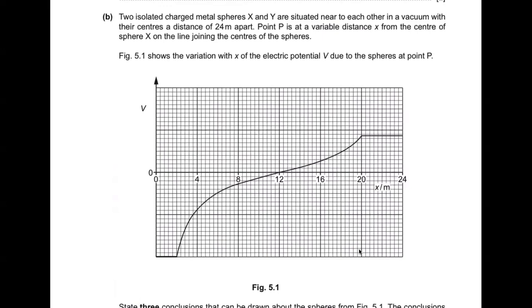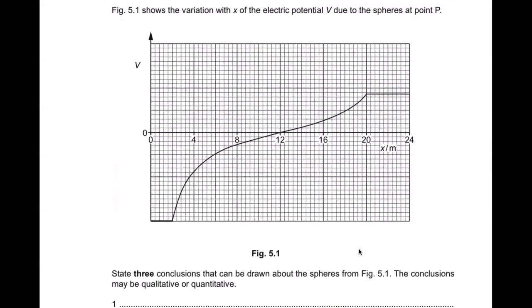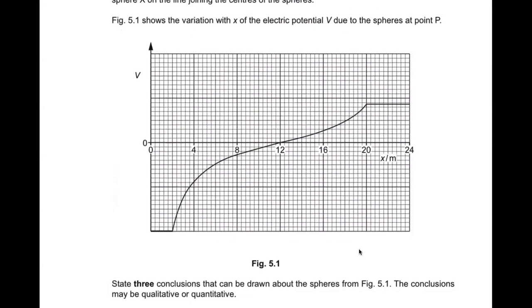Two isolated charged metal spheres X and Y are situated near to each other in a vacuum with their centers a distance of 24 meters apart. Point P is at a variable distance from the center of sphere X on the line joining the centers of the spheres. 5.1 shows the variation of electric potential due to the spheres at point P. Now, this is a question that's not really very new to us. We know what the examiner wants us to do here.